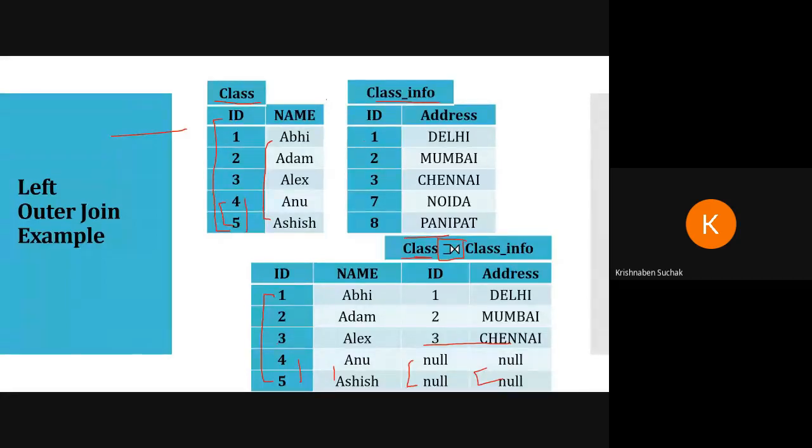Am I clear? Any doubt in left outer join? No doubt. Okay.